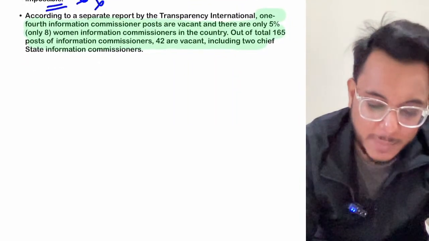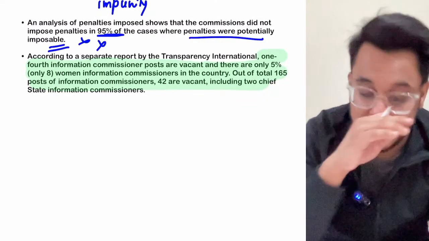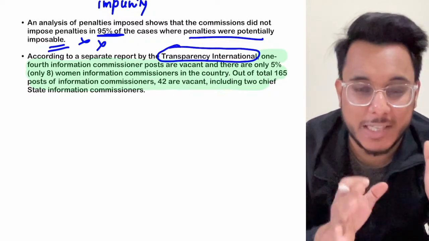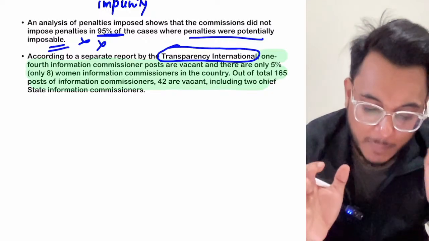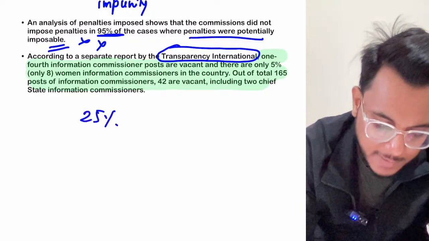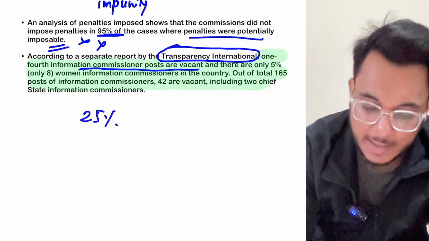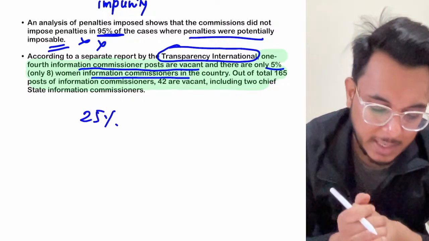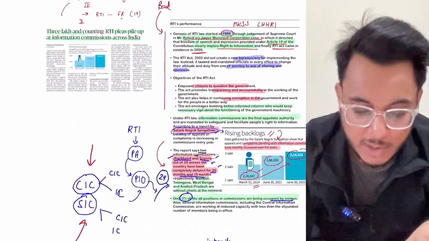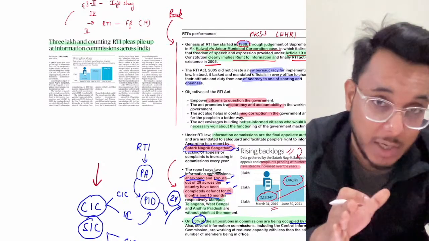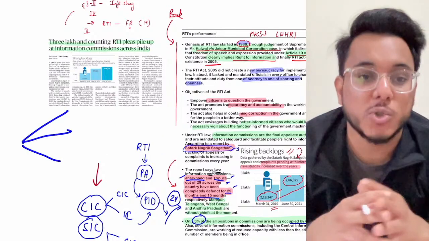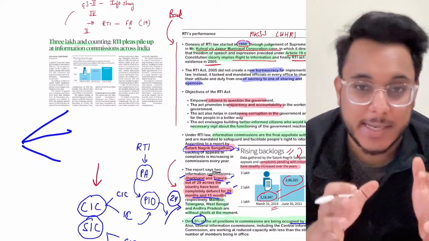Fine. Now, as per one more report that was released recently, that is from Transparency International, which also released a report with respect to the working of the RTI Act in India, this particular report has also highlighted that 25% of information commissioner posts are vacant, and only 5% of information commissioners in the country are women. Is it clear or not? So the condition of the RTI is not very good because of the pendency, backlogs, and information commissions which are not working at their complete strength. So this is something where the government needs to be concerned. This is something where immediate steps need to be taken.